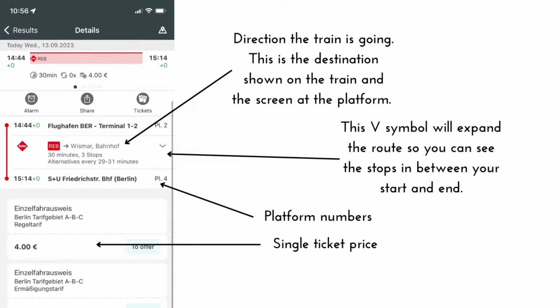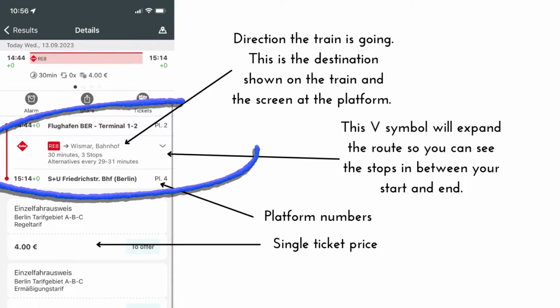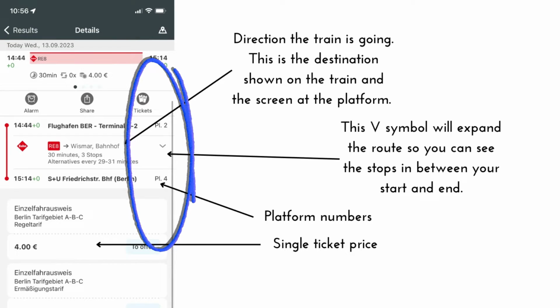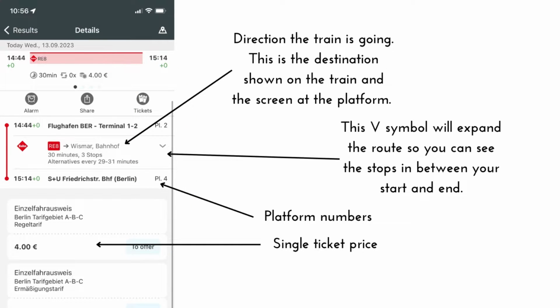So you can see here RE8 towards Wismar Bahnhof. That is the end destination of that train, so you know which direction it's going. And then underneath, you can see that it takes 30 minutes, that there's 3 stops. On the side, you can see the platform number. So in the airport, you're looking for platform 2, and then when you arrive at Friedrichstrasse, it's platform 4. And then at the bottom there, again, you can see that it's €4.